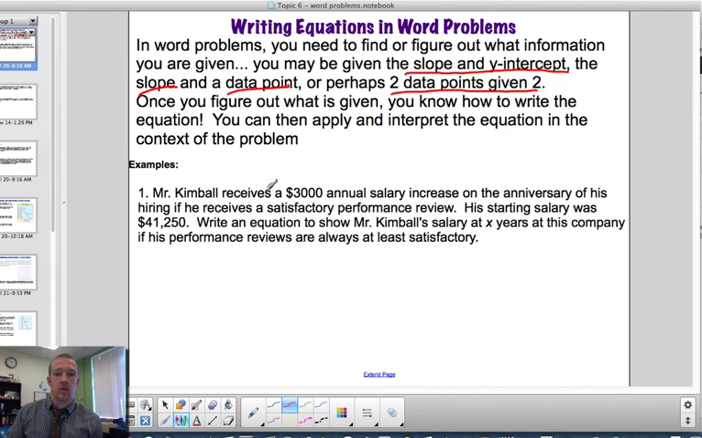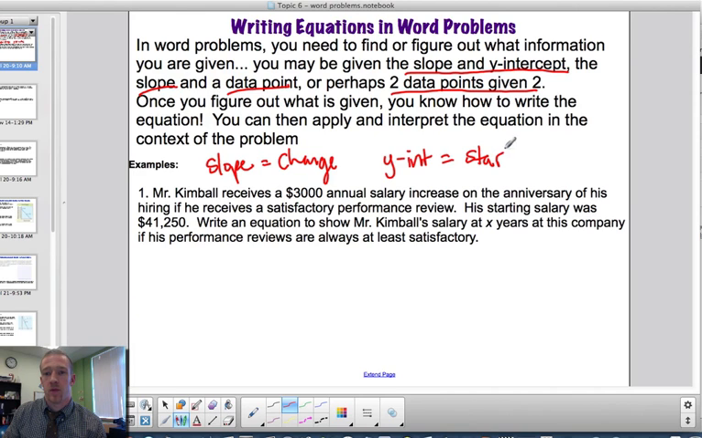So in this first one, Mr. Kimball receives a $3,000 annual salary increase every year after he's hired, as long as he gets a satisfactory performance review. His starting salary was this. So the slope is always going to be what changes, and the y-intercept is going to be the starting amount for whatever we're talking about, or an initial cost, or some initial or starting value. Now, if they give us a point, we're going to have to figure out what our x's and y's are and see what numbers go with each of those types of quantities.